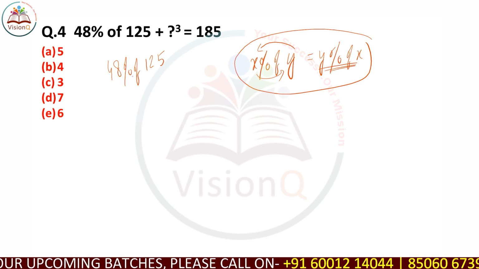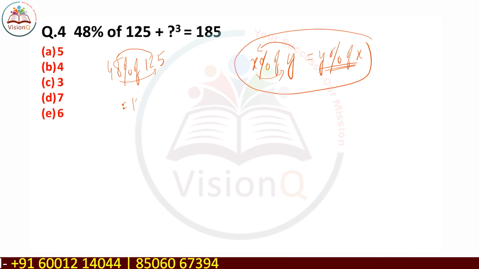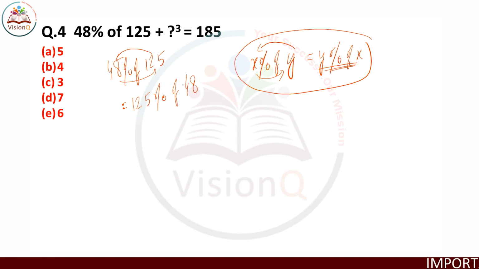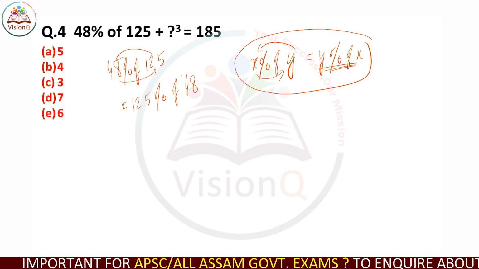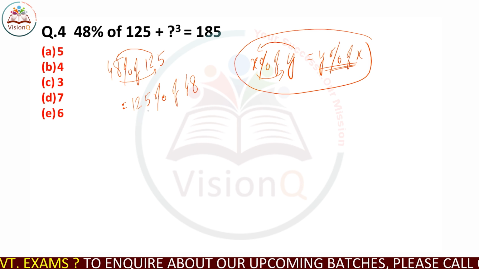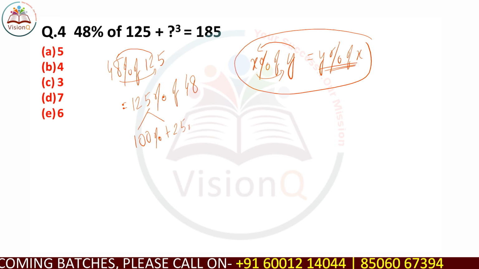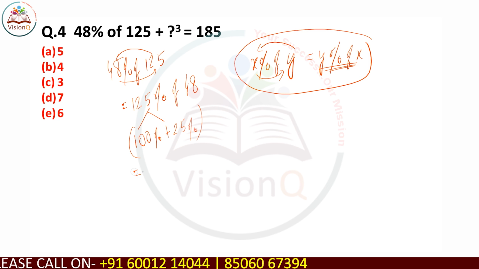Now 48% of 125 can be written as what? 125% of 48, isn't it? Our aim is to find the value easily, so I applied this technique in this question, that x% of y equals y% of x. Now 125% can be found easily. How to find 125%? Just break it as 100% plus 25% of 48. Now 100% of a number is the number itself, which is 48.